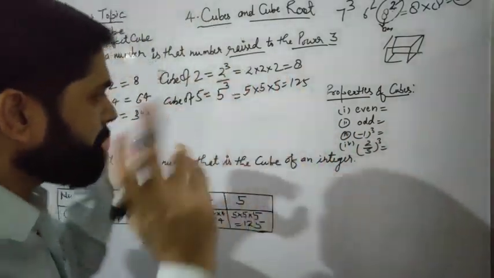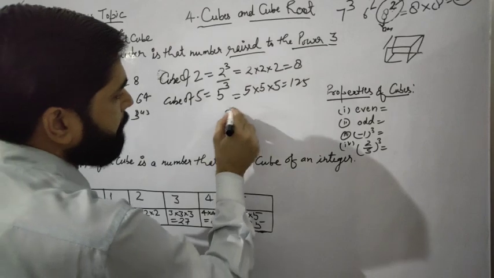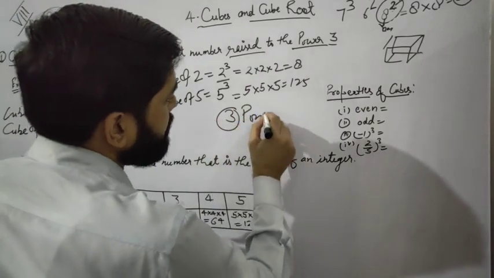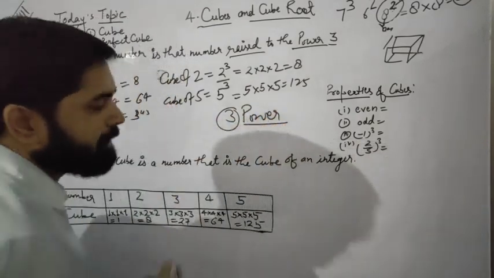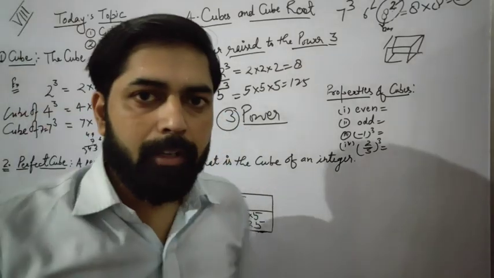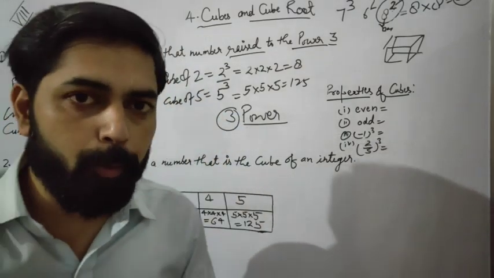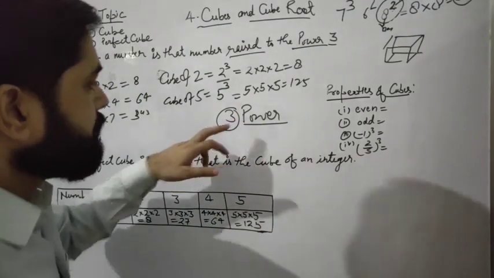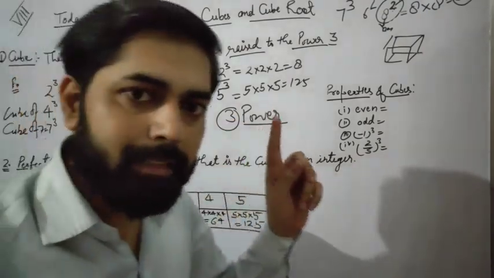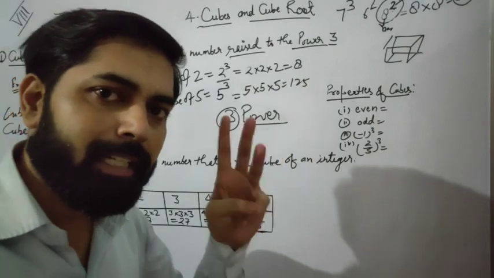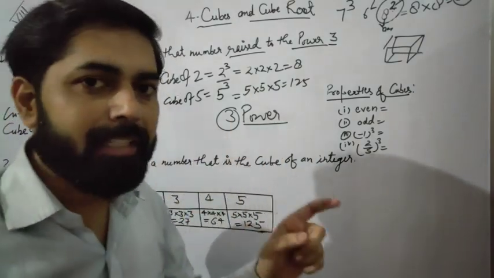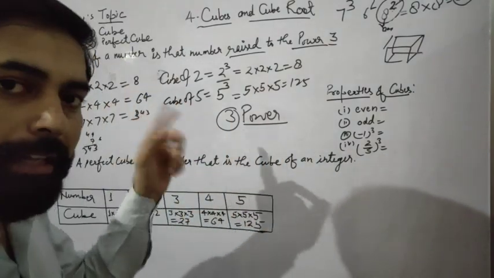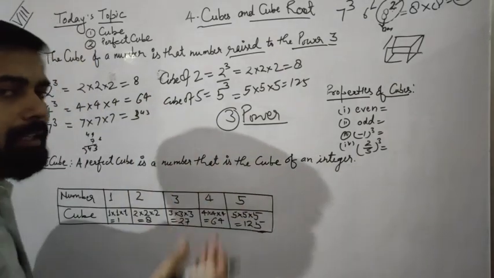Cube, especially keep in mind power 3. If any number has power 3, that is the cube. Power 3 means you multiply that number 3 times, and you can find the cube of the given number.